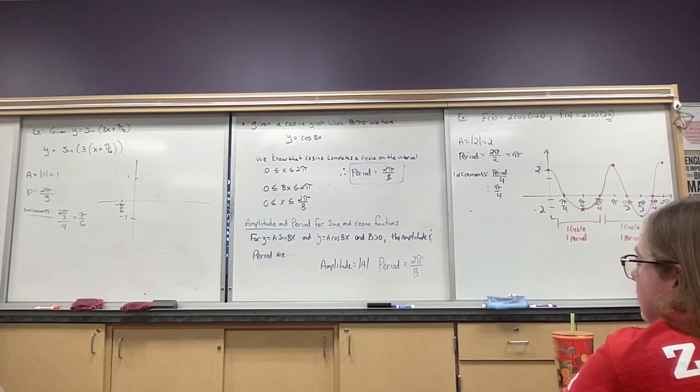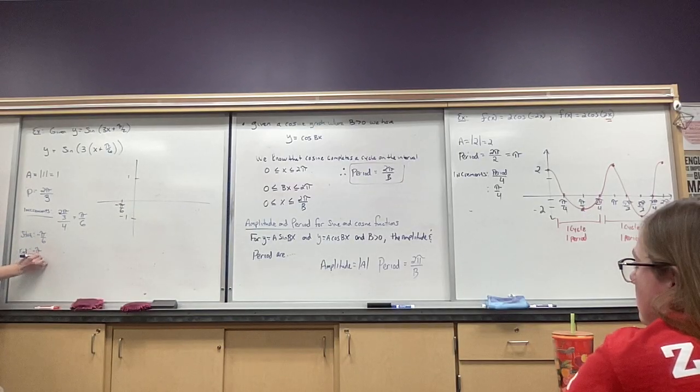But where do I end? I know it has to go a full 2 pi thirds. So how do I figure out where it ends? So here's how you do it. We know that we're starting at negative pi over 6. The graph is going to end at negative pi over 6 plus 2 pi over 3. Okay, we're going to add our period to it.